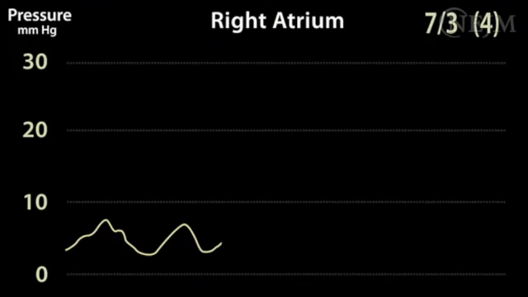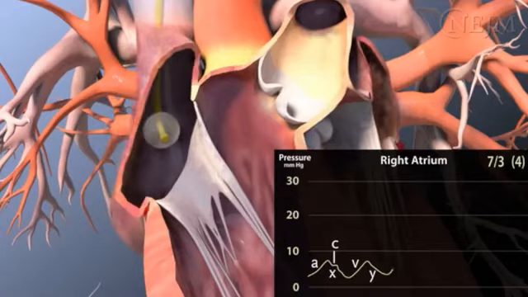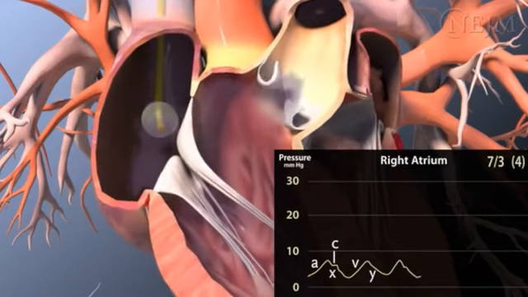The right atrial waveform has several identifiable components: an A wave, which indicates atrial contraction, an X descent, which indicates atrial relaxation and contains a small C wave, which indicates closure of the tricuspid valve, a V wave, which indicates passive atrial filling, and a Y descent, which indicates opening of the tricuspid valve and passive atrial emptying. Instruct your assistant to write down the mean right atrial pressure.